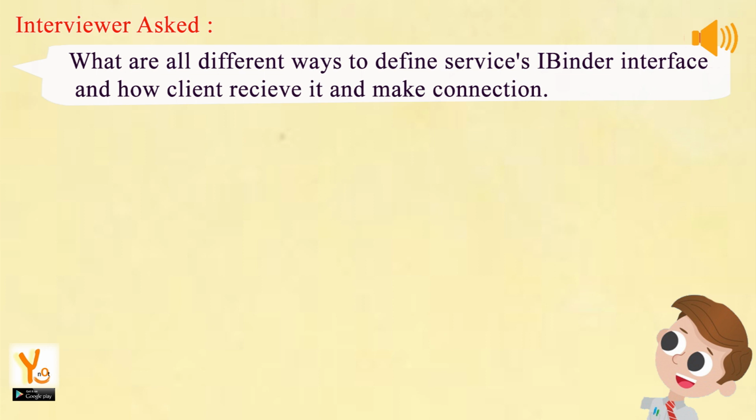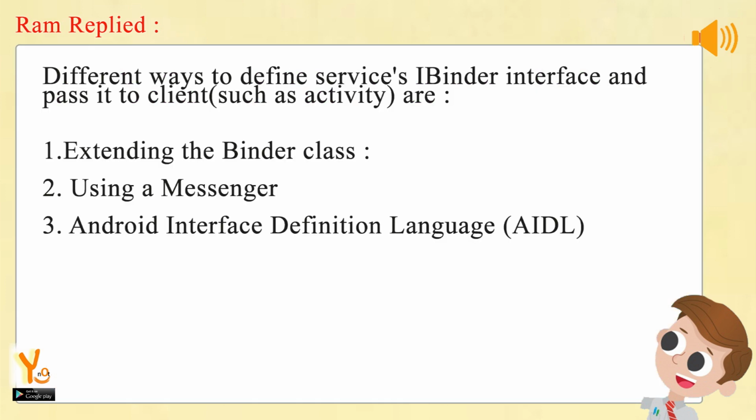What are all the different ways to define a service's Binder interface, and how does the client receive it and make a connection? The different ways to define a service's IBinder interface and pass it to clients such as an activity are: first, by extending the Binder class; second, by using a Messenger class; and third, by using Android Interface Definition Language, AIDL.